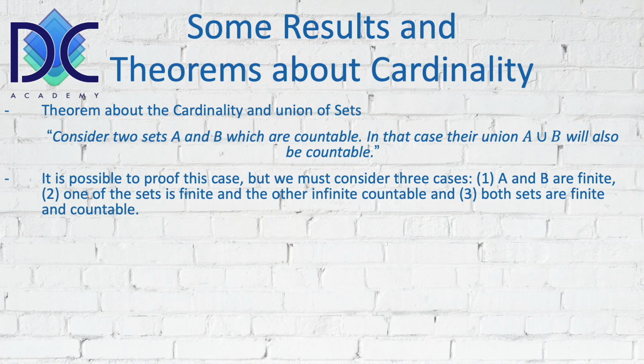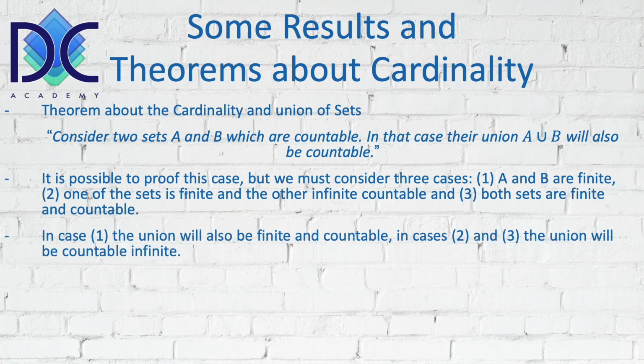The same we can conclude when both sets are infinite and countable. When both of them are infinite and countable, we have again a discrete set, which is the union of A and B, and of course, infinite and discrete means that the set will be countable also.